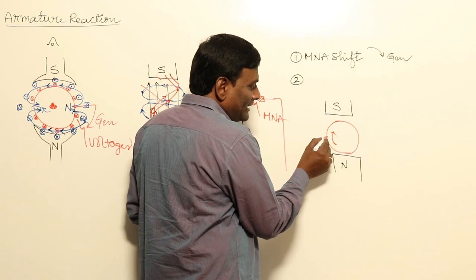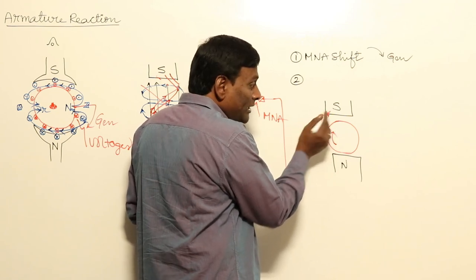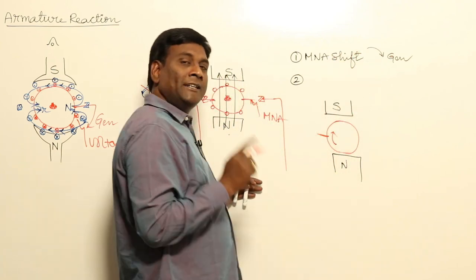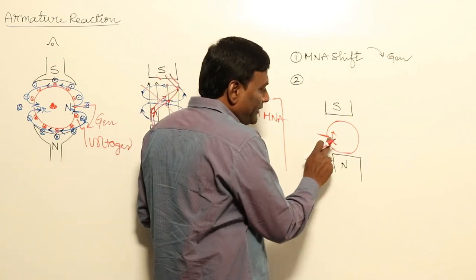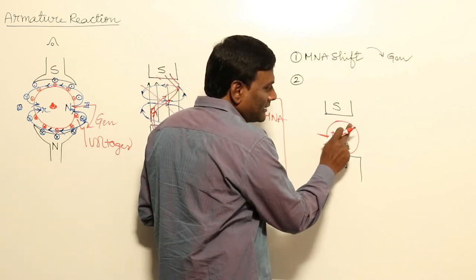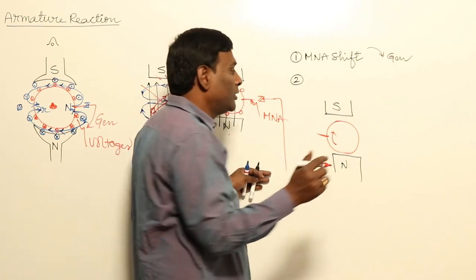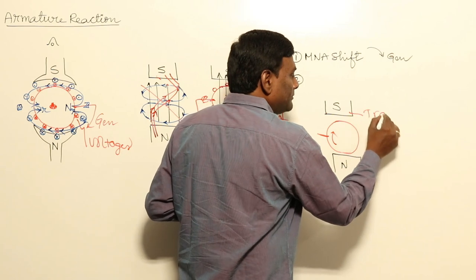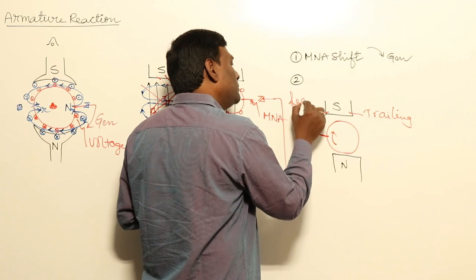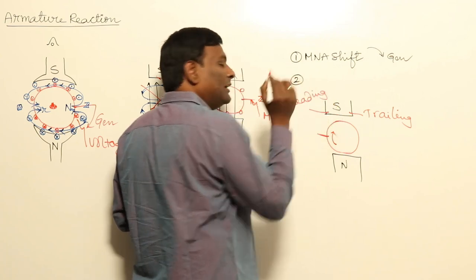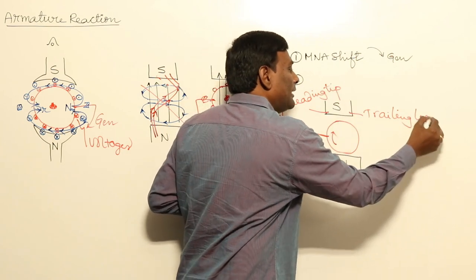For example, if I sit here, my rotor is getting rotated in this direction. This is the pole tip I'm about to touch, means that it's a leading pole tip. Already we discussed about this in synchronous. Now, if I'm rotating like this, this pole tip I'm about to leave, so this is the trailing tip. And this is going to be the leading pole tip.